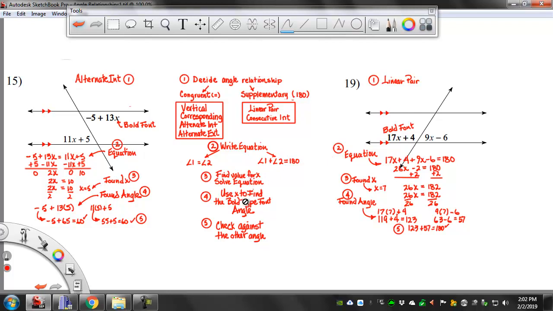Then you just simply solve each equation. Find the value for x. You can see where I did it right here. Step number 3. Step number 4, you're going to use that value to find the angle. And then once you find the angle, you're going to check one angle against the other one. Now, if they're congruent type angles, the two angles should be the same. Supplementary angles, the two angles should equal 180.